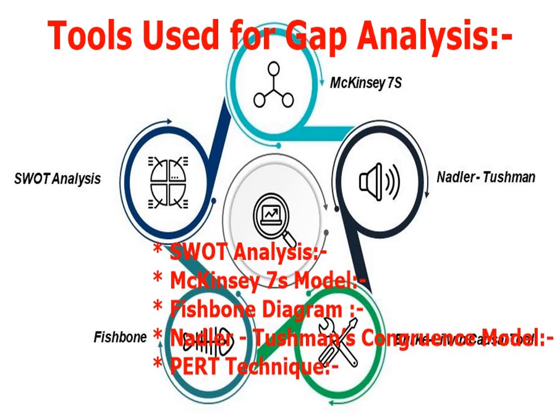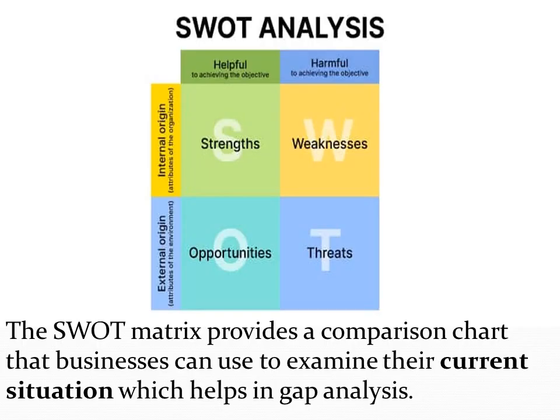Now let's see what kind of tools we use to do a gap analysis. There are many different tools and approaches that can be utilized to perform a gap analysis, but let's take a look at some of the most commonly used tools. There are SWOT analysis, McKinsey 7S model, Fishbone Diagram, Nadler-Tushman congruence model, and the last one is the PERT technique. Okay, now let's start with the first tool, which is SWOT analysis.